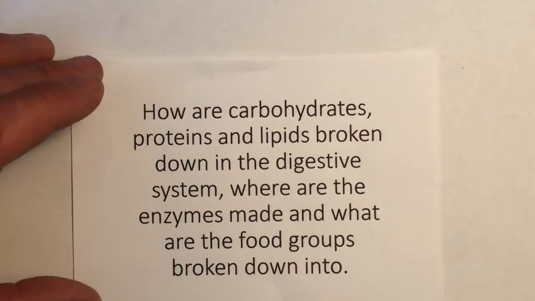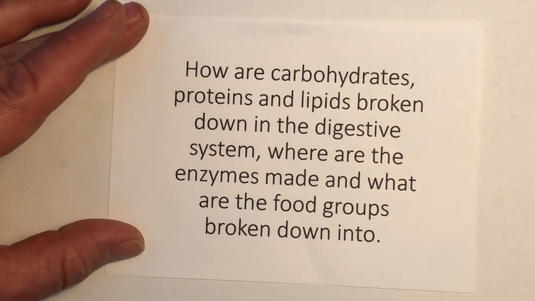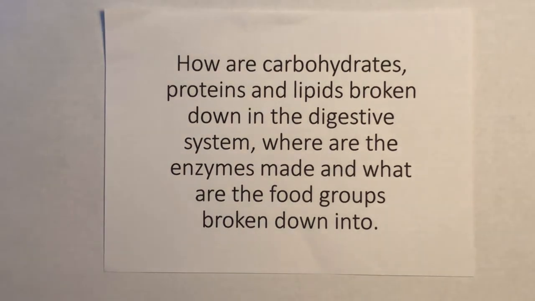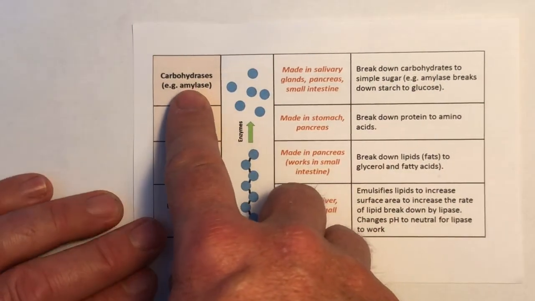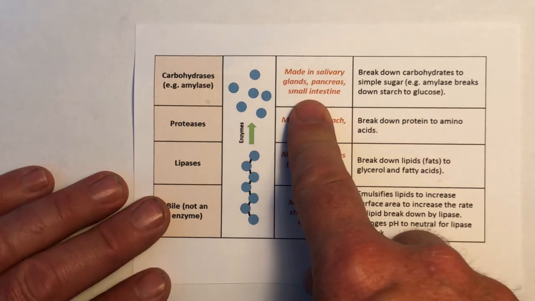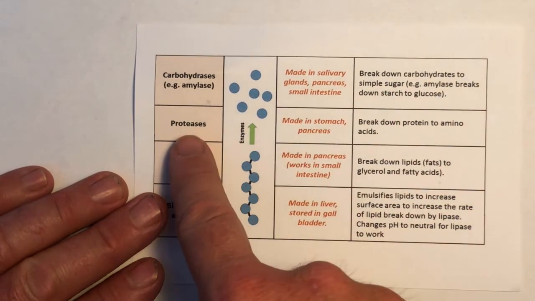So, how are carbohydrates, proteins and lipids broken down in the digestive system? Where are the enzymes made and what are the food groups broken down to? So, carbohydrases are made in the salivary glands, the pancreas and the small intestine, and they break down carbohydrates into simple sugars.